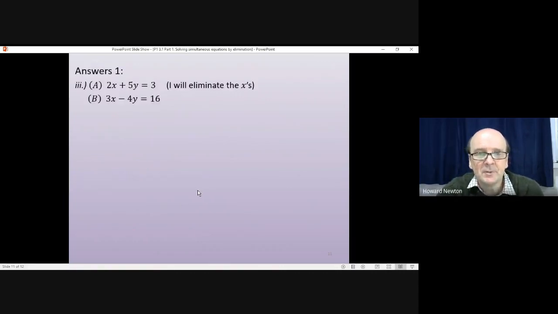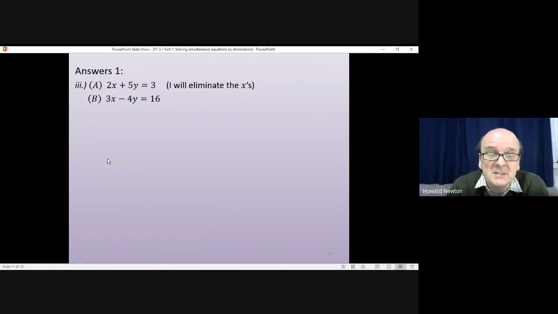Now the last example. This one is slightly harder because it's not enough just to multiply one equation by a number. I'm going to eliminate the x's. That means I need to make the x's number the same. So the number of x's the same as each other. I've got 2x here, I've got 3x there.